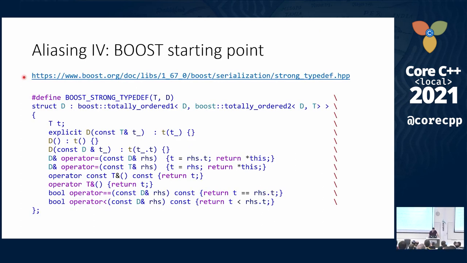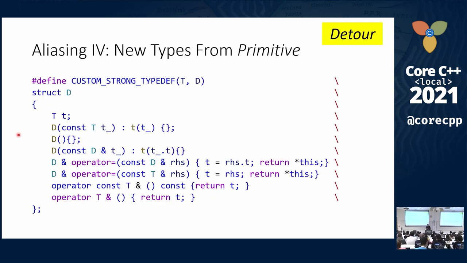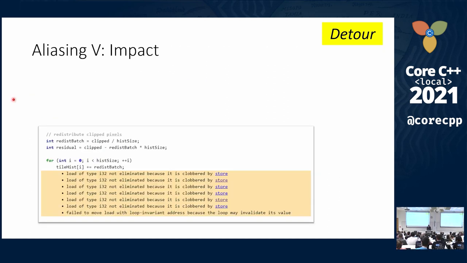I won't go over this code. It does come close, but it doesn't do exactly what I want. Note the explicit here. I want this casting constructor at least to be implicit. There's also a moving constructor here. It's not complete work. So after some completion, I have my own custom strong typedef.